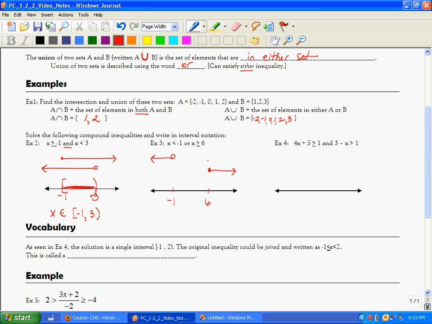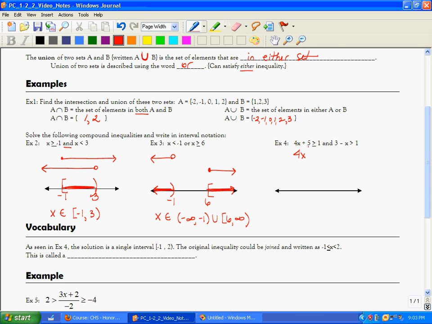That would be everything we drew so far. So it's not including the -1, but everything to the left. It does include the 6, and it's everything to the right. And if we're writing this in interval notation, it's a set of x such that the elements are from -infinity all the way to the -1, not including -1, or it's from 6, including the 6, all the way to infinity.